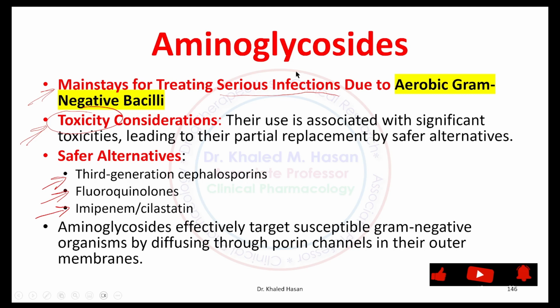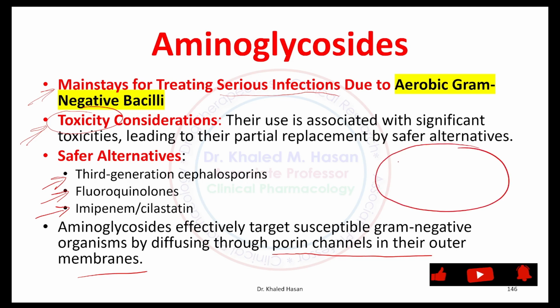Another important issue here: aminoglycoside effectively targets susceptible gram-negative organisms by diffusing through the porin channels in their outer membrane. So when you speak about the mechanism of action regarding the aminoglycoside, we have the bacteria here, then we have the RNA, the ribosome, and the aminoglycoside. So what we have here, we have the RNA here.